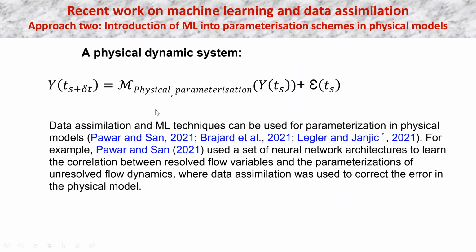The second approach is that people introduce machine learning into the parameterization scheme in the physical model. A number of people are working on that. For example, they use a machine learning model to replace the existing subgrid turbulent parameterization scheme, and then speed up the physical model procedures. So this is another way to introduce machine learning into the physical model.